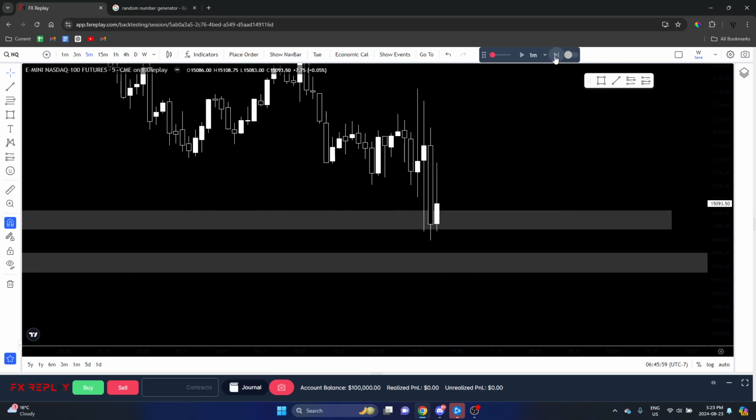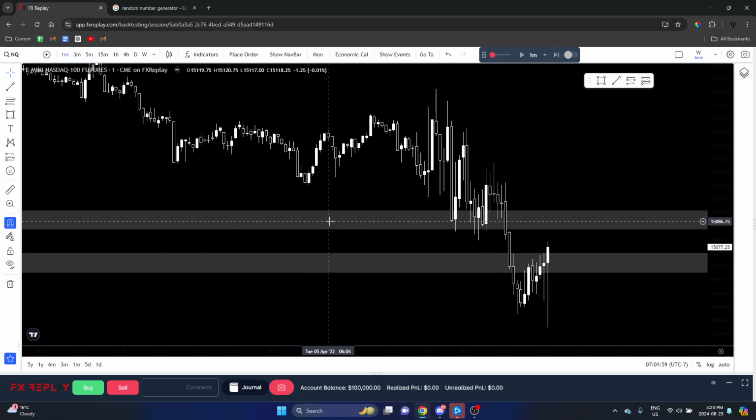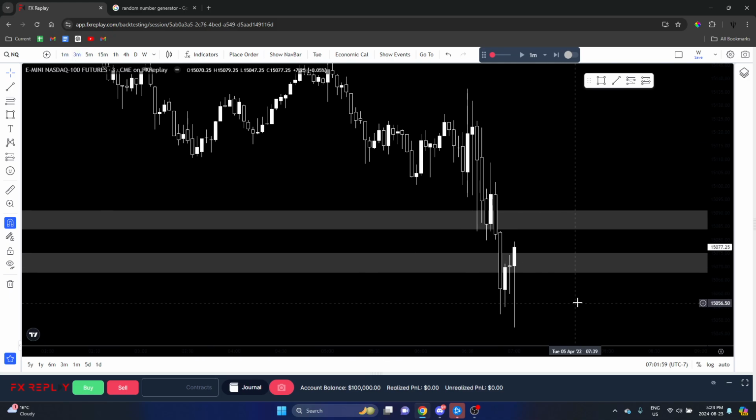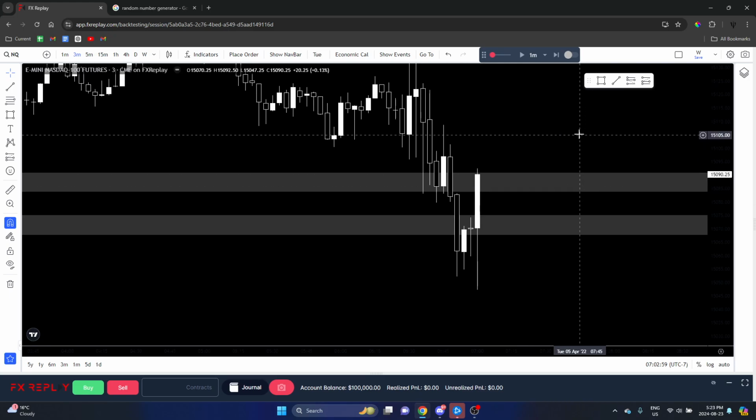I want a soup at that low if we get it. Okay, soup. Oh my god, is this actually going to be a soup? Okay, it might. Okay. I'm going to have to go long here.